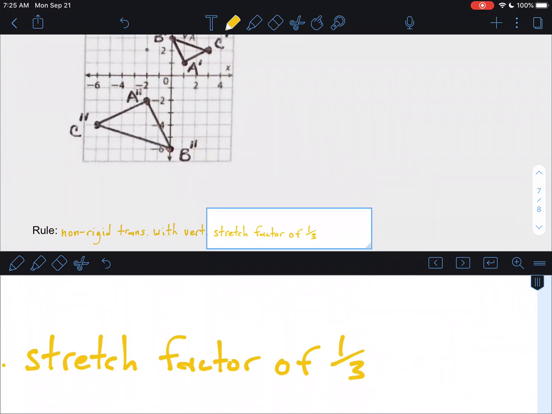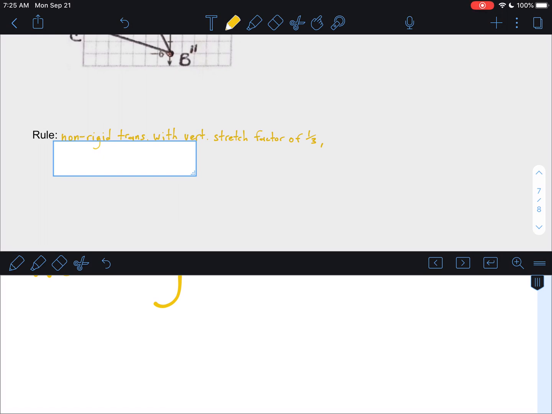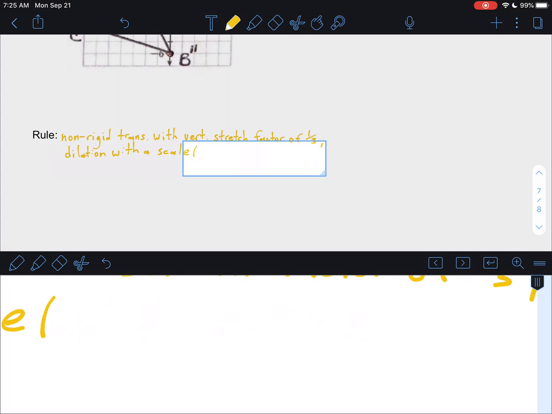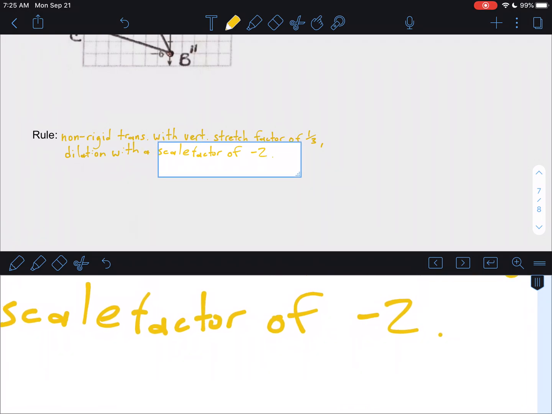So that's what we'll say. Dilation with a scale factor of negative 2. So we had a non-rigid transformation with a vertical stretch factor of 1/3, and then a dilation with the scale factor of negative 2.